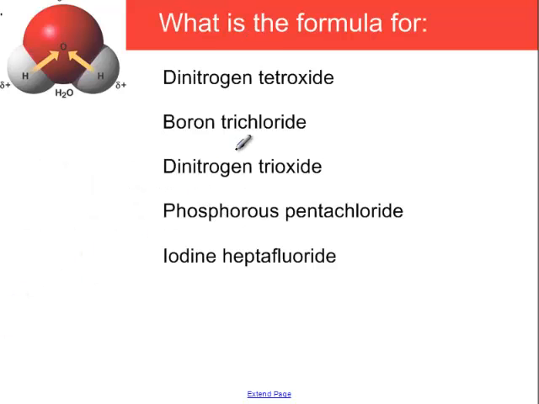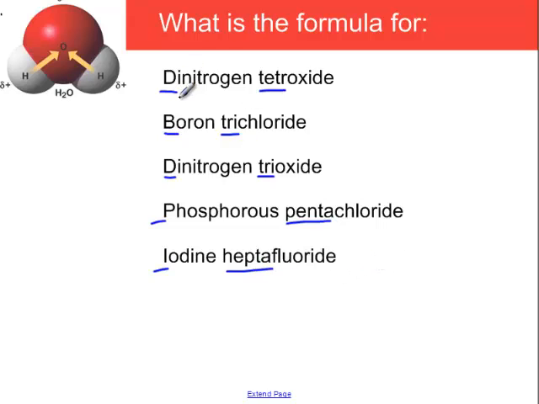All right, let's try some out here. Use the prefixes and write the formulas. We'll stop for a minute. Notice there's no prefix here, so we assume it's just one. But use all these prefixes and write the formulas, and then I'll come back on and we'll take a look at your answers.